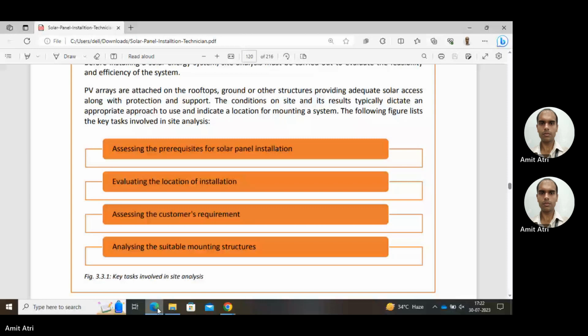This is related to our previous units which we have studied. The mounting structure, which one will be suitable for our specific site? That's why we have to evaluate the location. Then we have to analyze the suitable mounting structure.